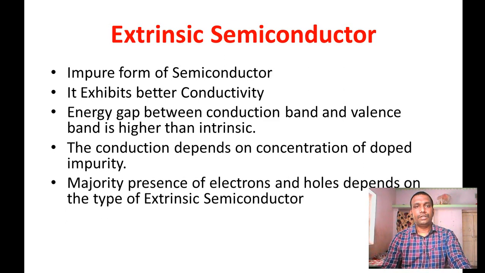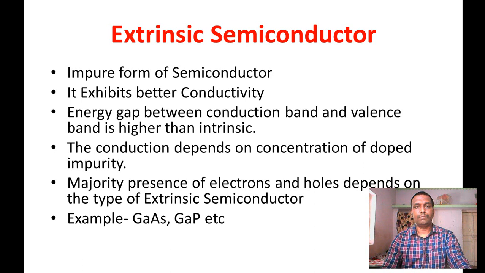The majority of electrons and holes depends on the type of extrinsic semiconductor, that is, which type of impurity is added in that semiconductor. So the electrons and holes depend on that type of impurity. Examples of extrinsic semiconductors are gallium arsenide, GaAs, or gallium phosphide, etc.